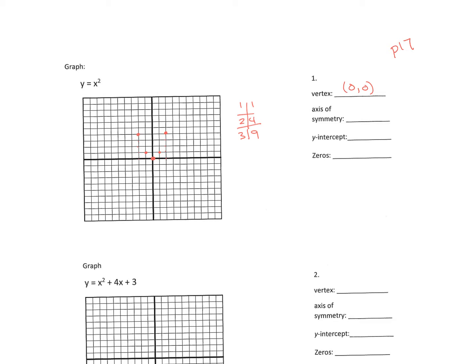But if you want to put additional points to get an even better graph, you would use 3, and 3 squared is 9. So that's my quadratic movement. So I'd go over 3 and then up 1, 2, 3, 4, 5, 6, 7, 8, 9. You'd go over to the other side and also up 9. This gives you your parabola.